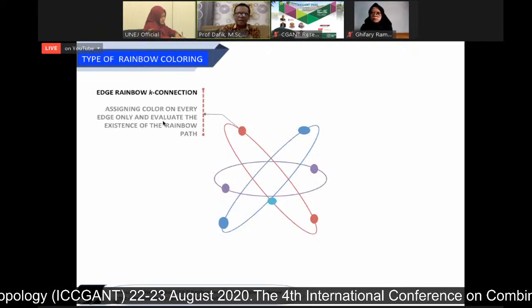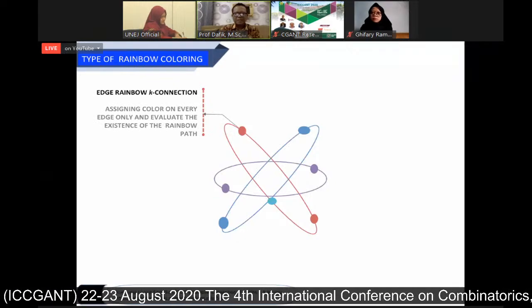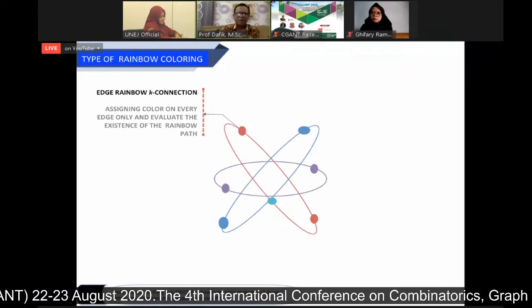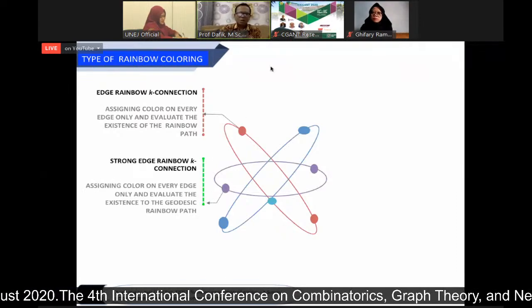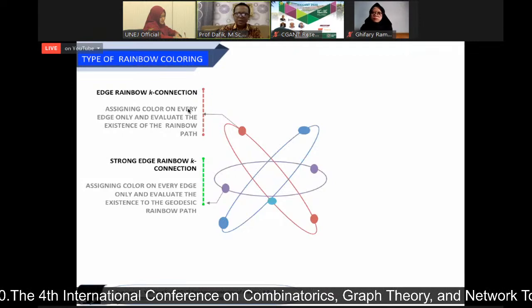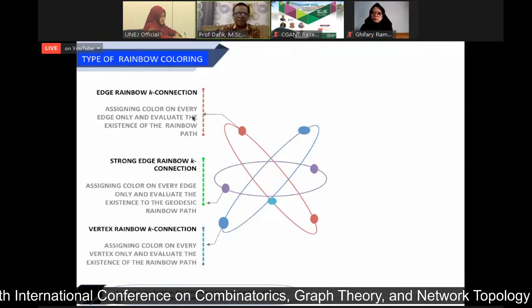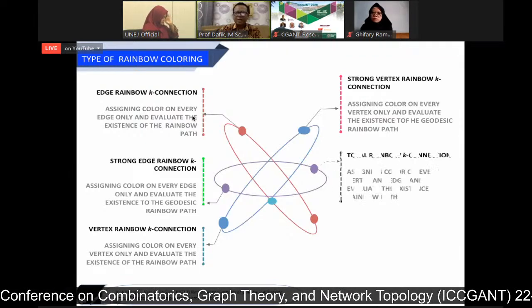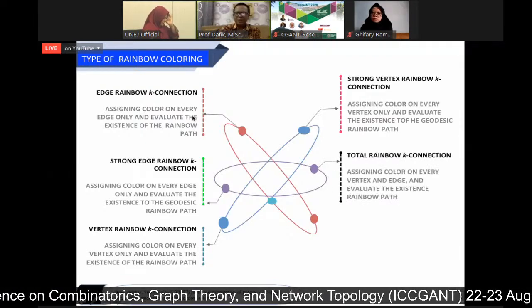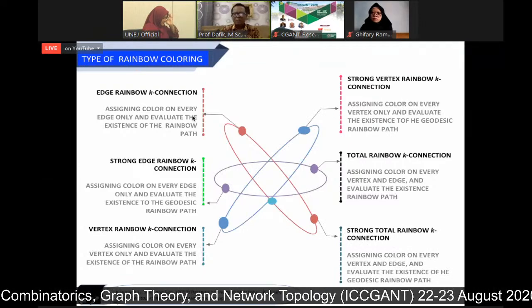And normally we have, this is the extension of rainbow connection. Of course, we have H rainbow K connection, strong H rainbow K connection, vertex rainbow K connection, strong vertex rainbow K connection, total rainbow K connection, and strong rainbow K connection.